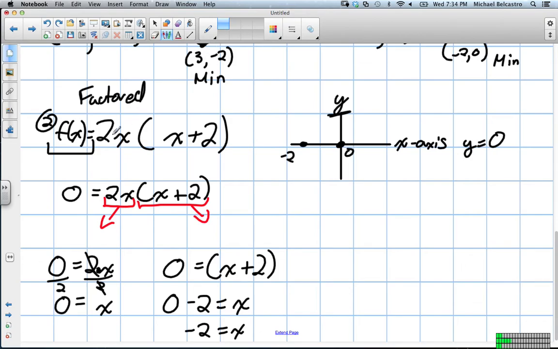Now, which direction did this open? Looking at that first term, it opened up. Okay, so we know we have some parabola that goes like this. It definitely opens upward. We've got our 2 x-intercepts, and they help us because we know the vertex of a parabola is going to go right through the middle. That's where the vertex is going to be.